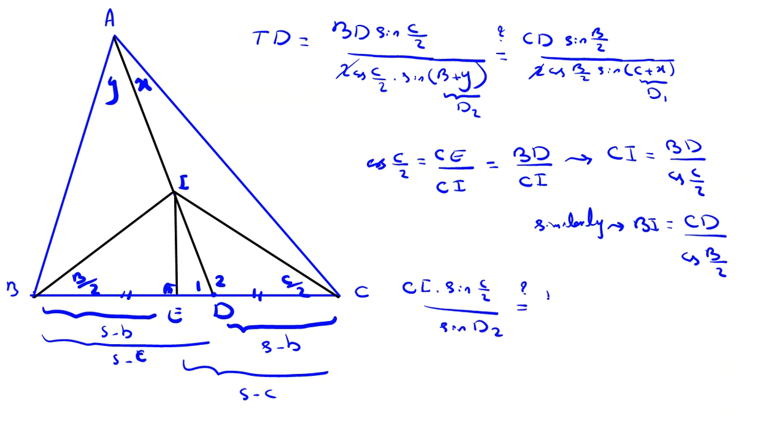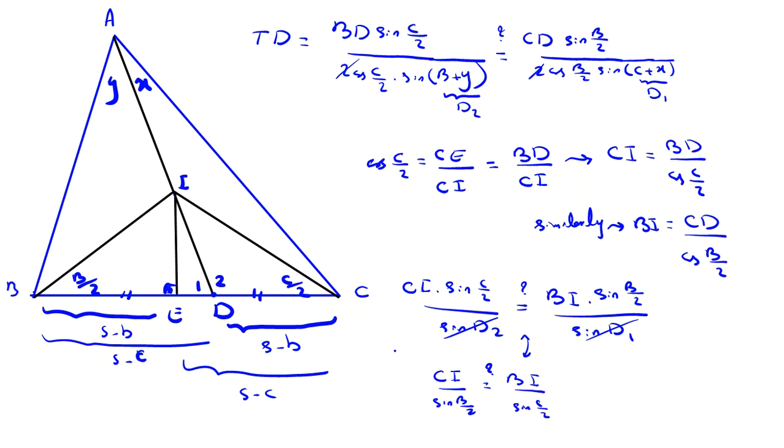Why is it equal to BI? You replace CD over cos B over 2 by BI times sine B over 2 over sine D1. Okay? And also we know D1 and D2 sum to 180 degrees, so you can cancel them. It is equivalent to CI over sine B over 2 equals BI over sine C over 2.